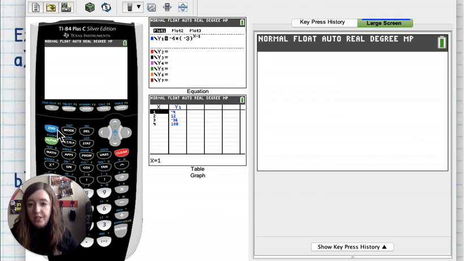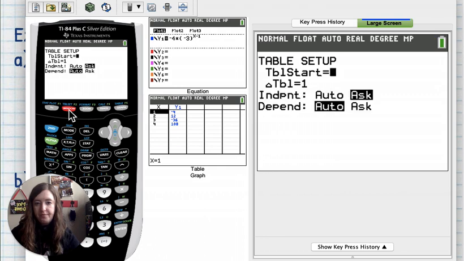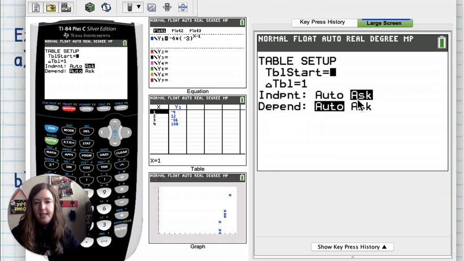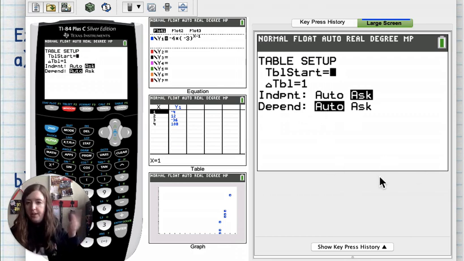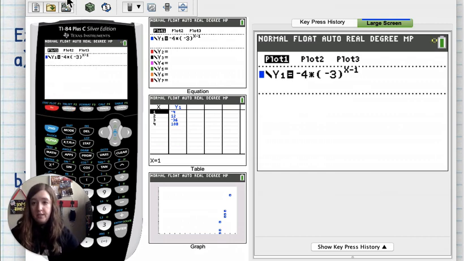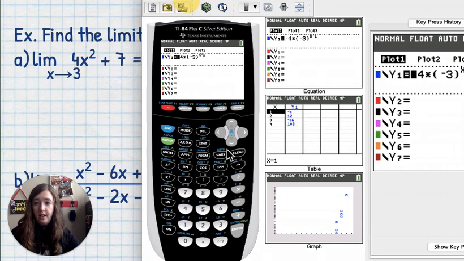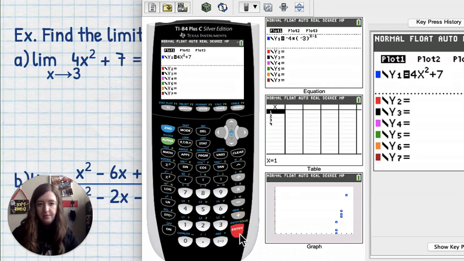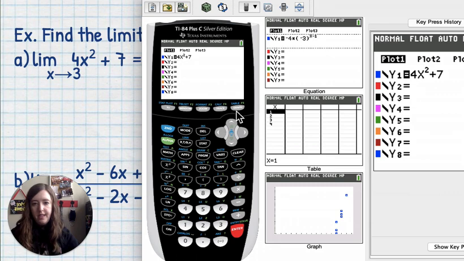Okay, so you want to press second and then window to get to table set. Have your independent set to ask, so that way you can enter in values for x. And have your dependent on auto, it will give you all those values back. So we're going to go to y equals, and we're going to put in our function of 4x squared plus 7. And then we're going to go to table. So second graph to get to table.